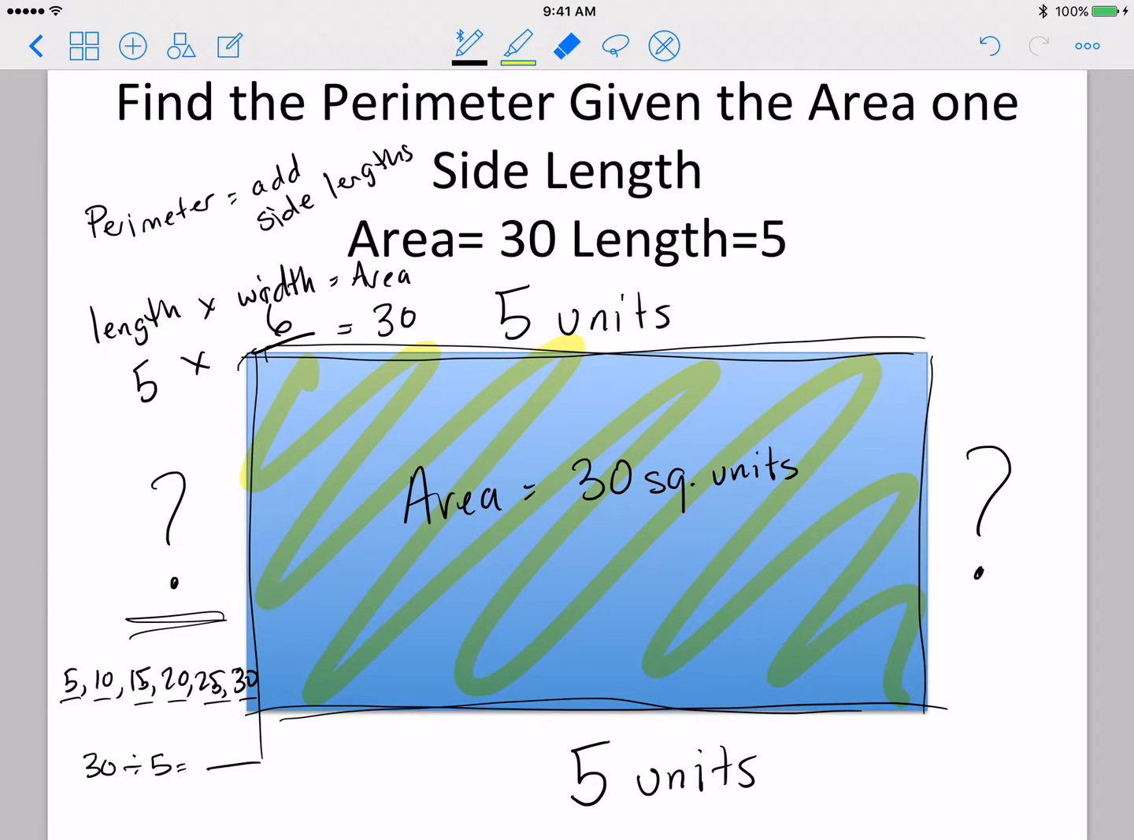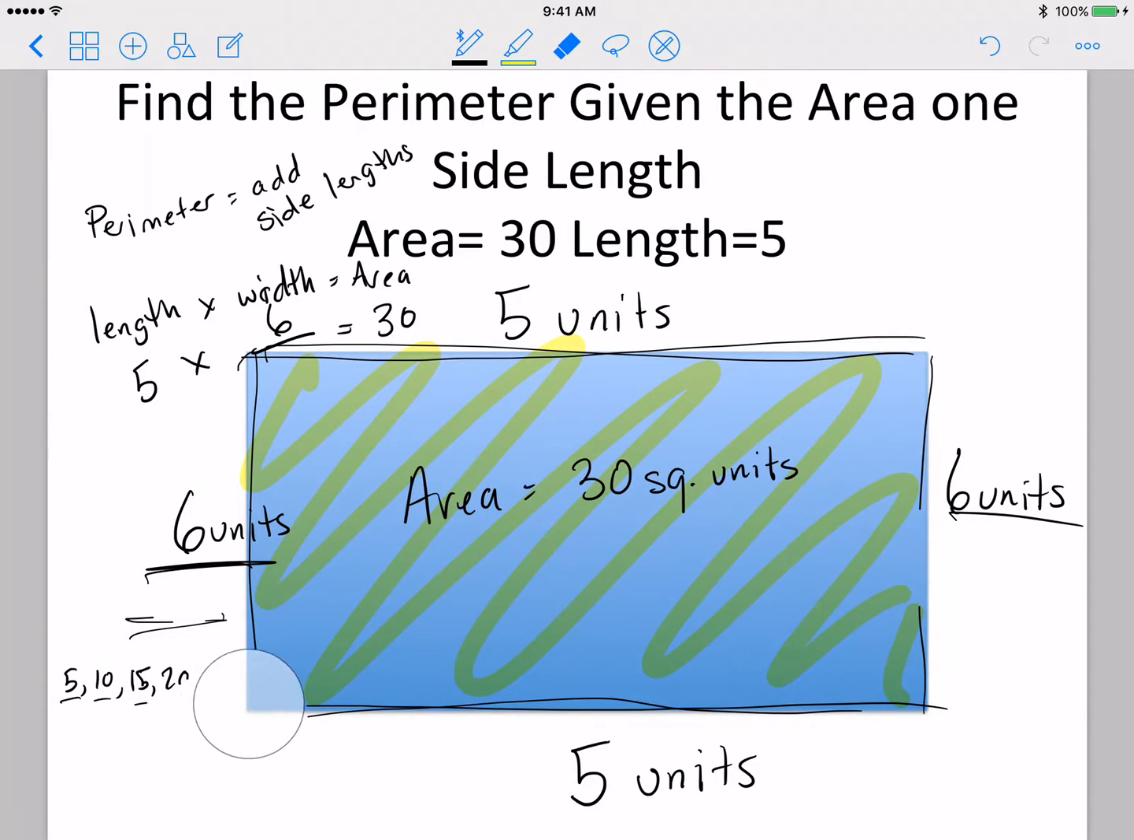So this would be 6 units. And because this side is 6 units, we know that this side is also going to be 6 units. So now we can find the perimeter. Let me clean this up a little bit.